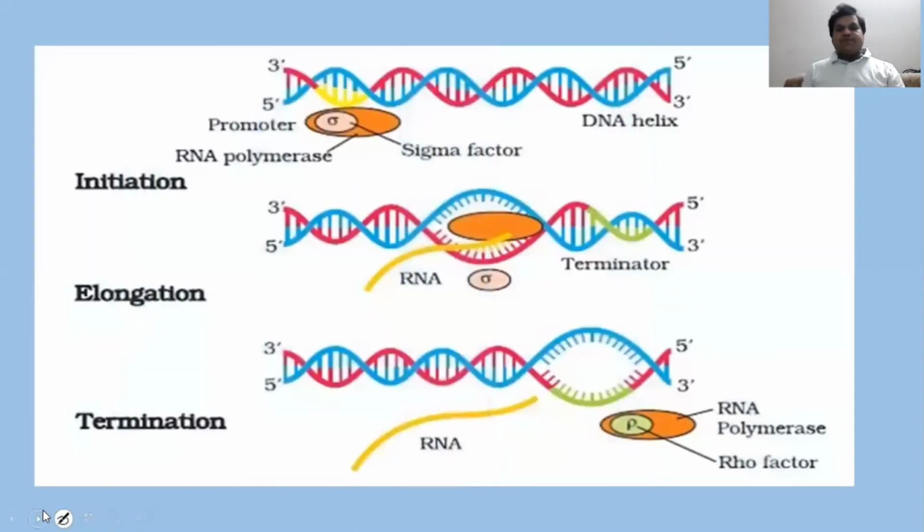See here. For a prokaryote, you will find RNA polymerase has a sigma factor which binds to the promoter, and there is a rho factor which binds to the terminator. So the sigma factor helps in initiation while the rho factor helps in termination.